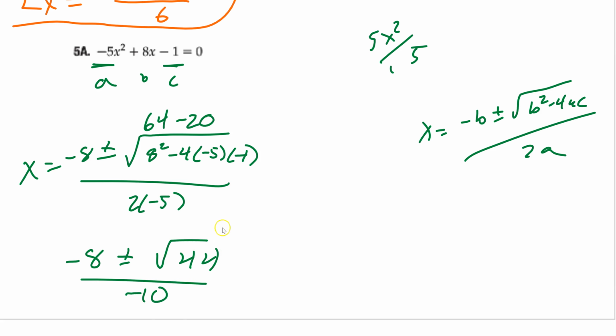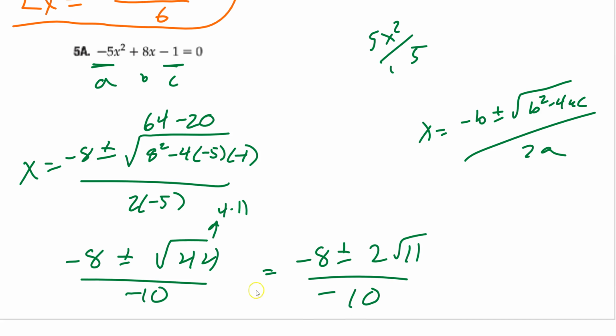I could break down 44. That's the same thing as saying 4 times 11. Square root of 4 is 2, so this is -8 plus or minus 2 rad 11 over -10. Now a couple of things I want to point out.